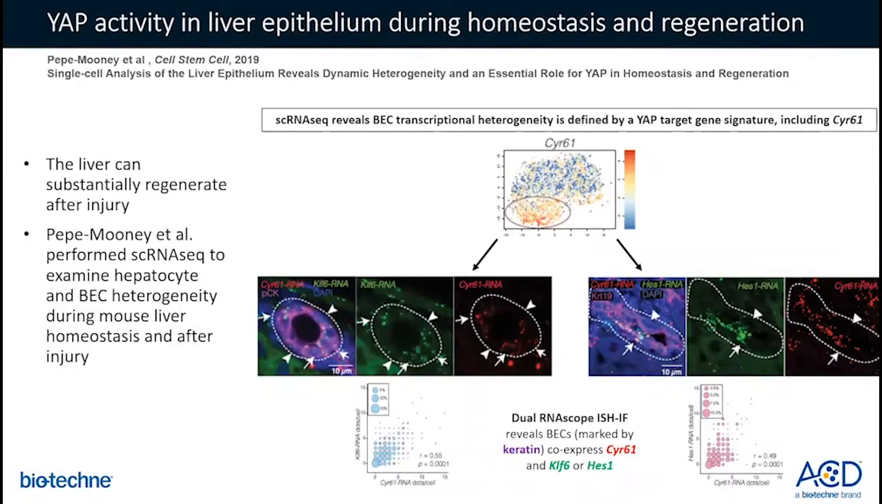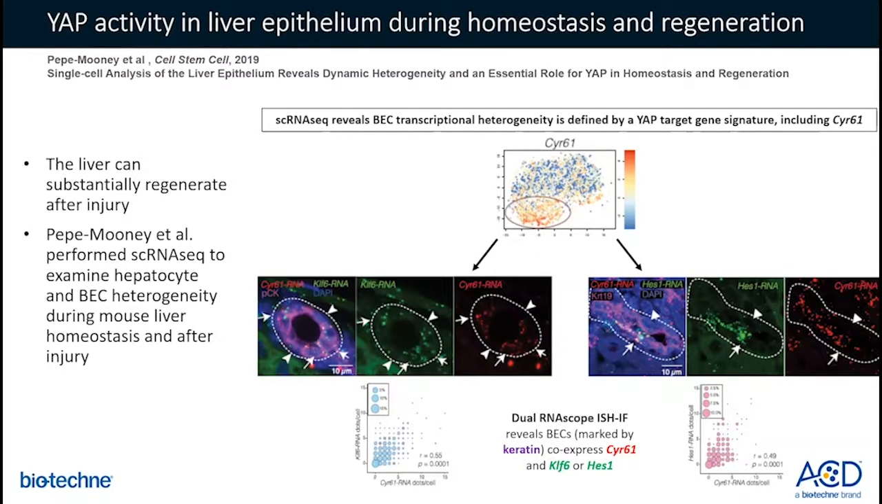Now let's shift gears to look at an application of RNAscope in single-cell sequencing workflows for liver research. Two main epithelial cell types playing important roles in regeneration are hepatocytes and biliary epithelial cells, or BECs. This particular paper from Harvard University performed single-cell RNA sequencing to examine hepatocyte and BEC heterogeneity during mouse liver homeostasis and after injury. They uncovered that BEC heterogeneity is defined by active YAP signaling, which becomes induced in response to injury or bile acids.